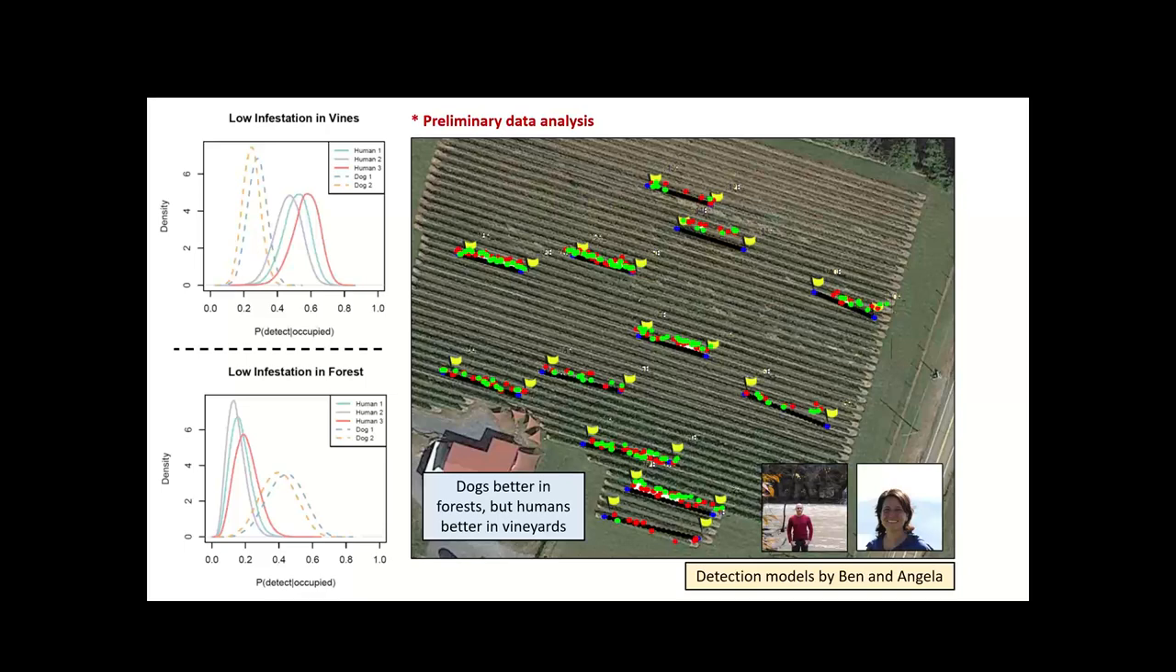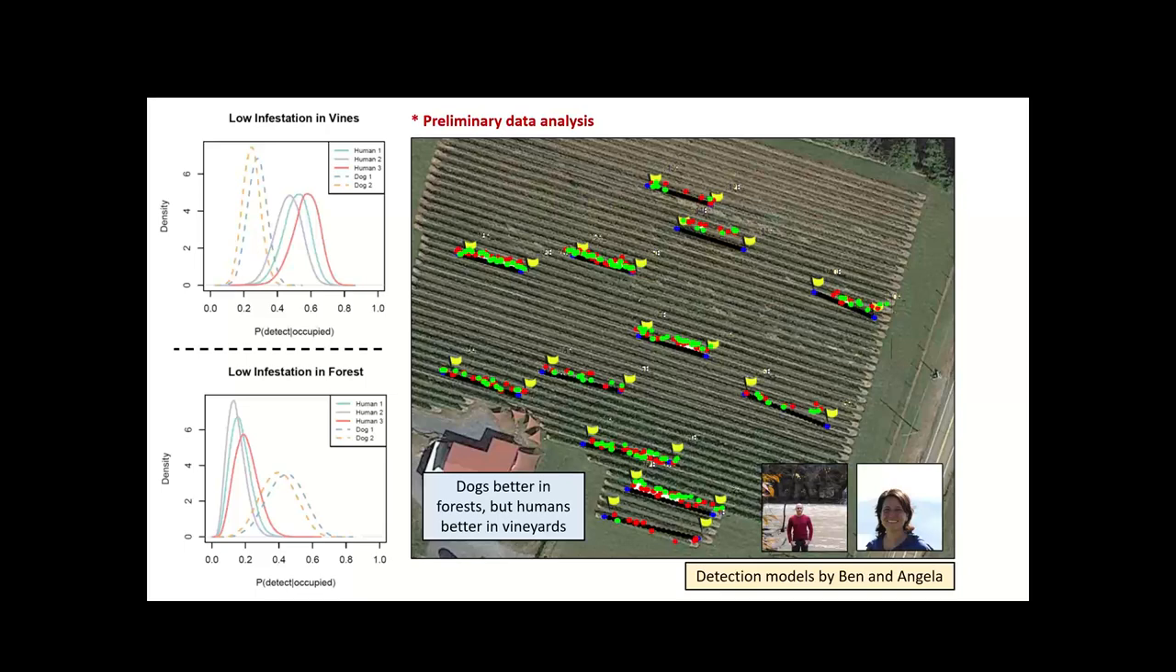The paper is still being worked on right now, but Angela Fuller and Ben did the data analysis on occupancy data. It's not really my strength. I'm an entomologist. But the basic gist here was that humans were significantly more effective at detecting egg masses in the vineyard, but dogs were significantly better at finding egg masses in the forest transects. That's what we hypothesized originally, but the data is there to support it. You know, that makes sense.